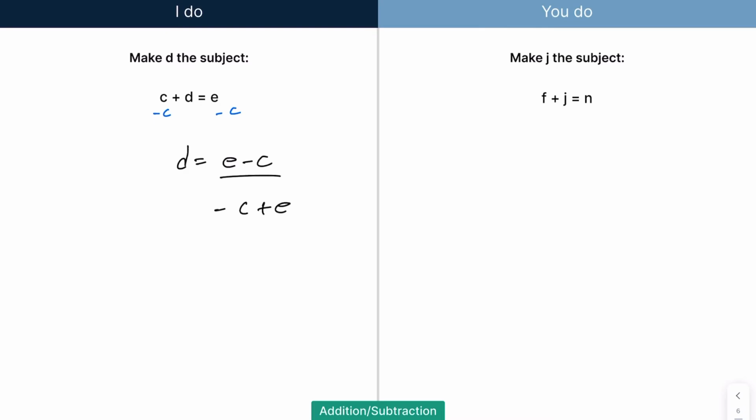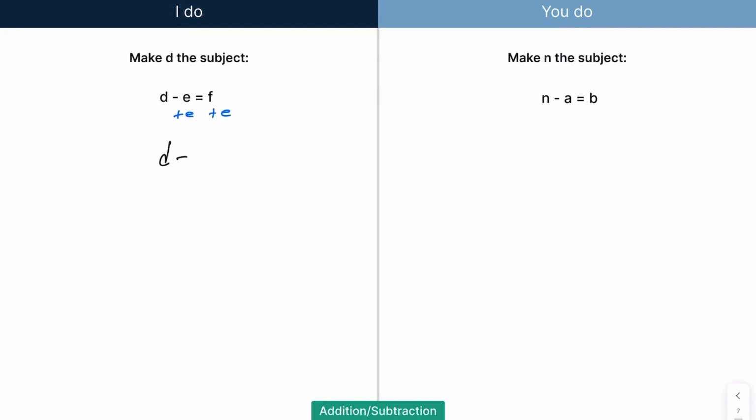On the right, we've been asked to make J the subject. So we're going to get rid of the F on both sides. So we have J is equal to N minus F. Moving on, we've been asked to make D the subject. So we want to get rid of the E. Now to get rid of the E, you do the opposite. At the minute it's a minus E, so we can do plus E on both sides. So you end up with an answer of D is equal to F plus E.